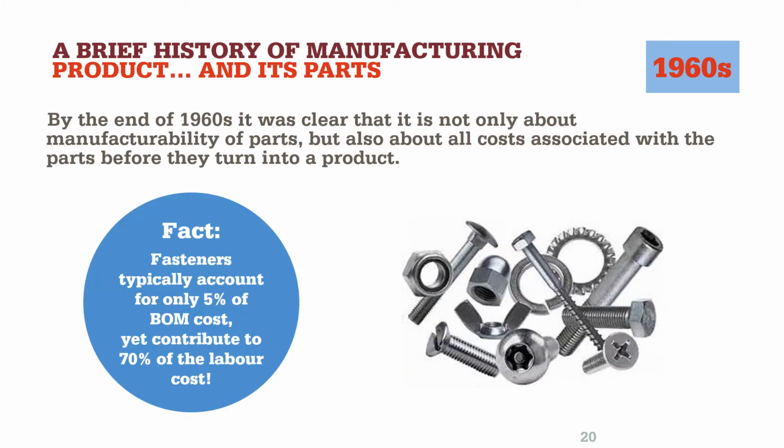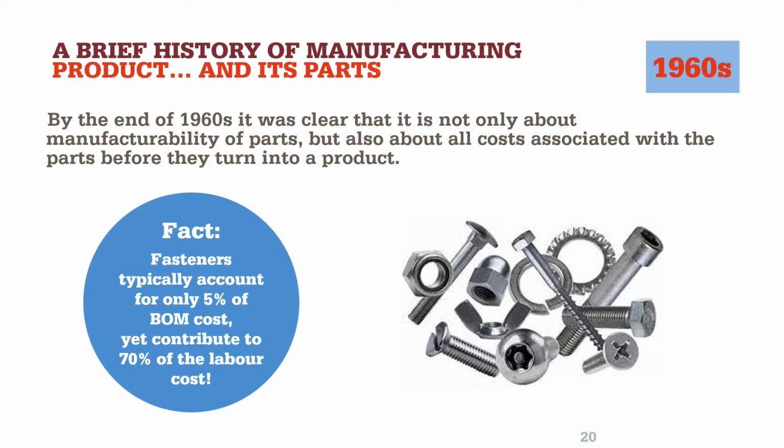It became increasingly clear as we moved through the 60s that it wasn't all about the manufacturing process of the parts, and all the other costs associated with the parts that were on the table in the previous slide, so things like setup cost, processing cost, material cost, tooling cost, and all the other things that haven't been listed that are associated with parts before they turn into a product, like procurement, receiving, inspection, storage, all start to add up.